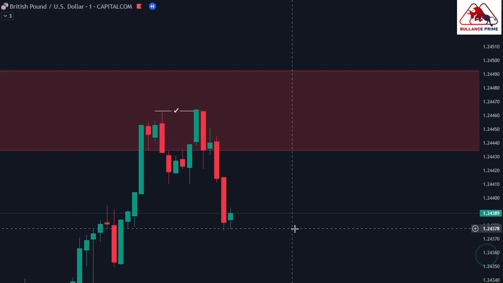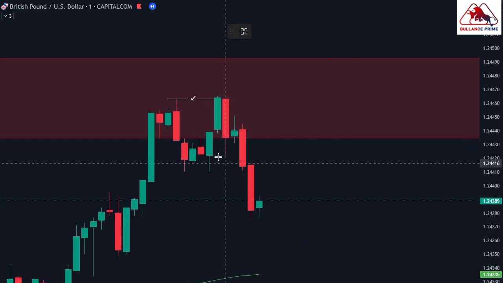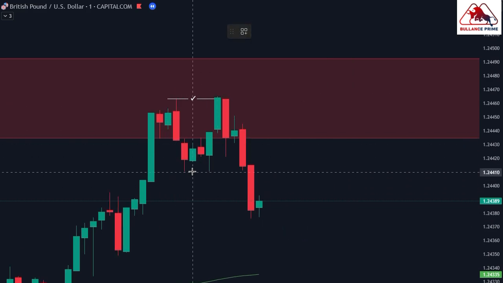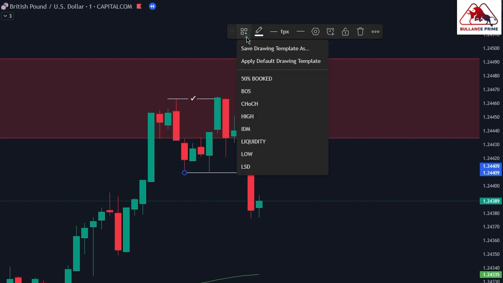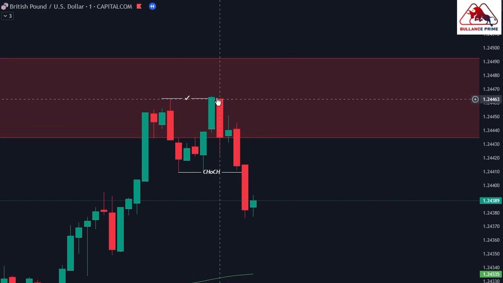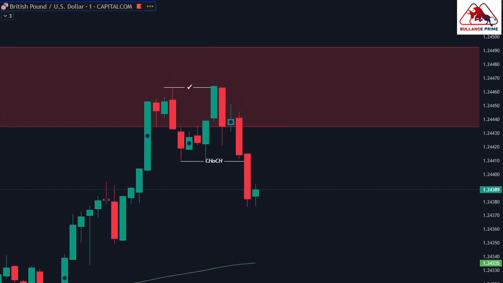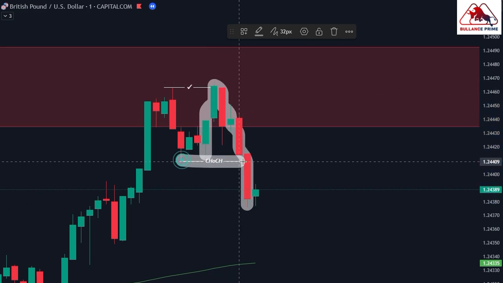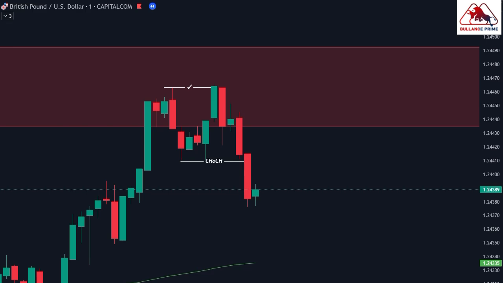So now we'll mark out the change of character. This is before the liquidation. We can see the last swing down low is here. So now we will mark it as a change of character when it happens, and you can see this candle successfully took the liquidity from here. After taking this liquidity, it closed above the change of character. So now we are interested in here because it has done this sweep out.